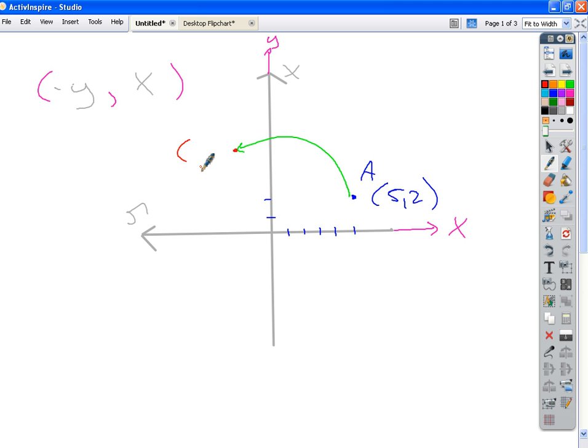Is that making sense? Let me move this a little bit. I'm going to run into my point. Now, what about my new y coordinate? That's my old x coordinate. So positive 5, right? What used to be x now becomes y. Okay, could we have made that a little simpler? Kind of. Just think of it this way.